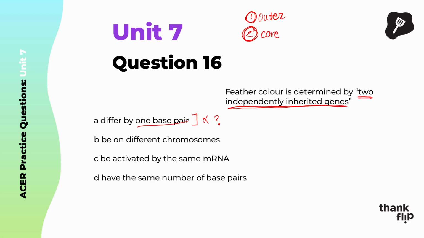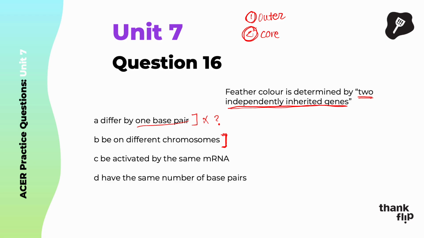So then I'll move on to the next one. Would they be on different chromosomes? If I think of the prerequisite genetic knowledge, you'd have learnt about meiosis and the law of independent assortment. The law of independent assortment basically says that the chromosomes can be arranged independently of one another in meiosis, and that is a source of variation in your offspring.